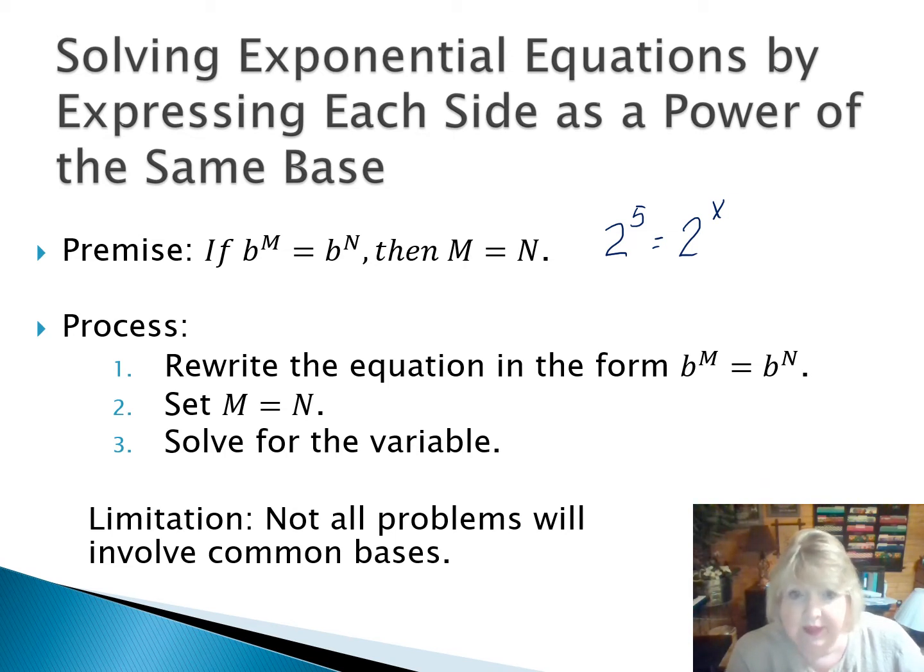Now, this is the process. I rewrite the equation in the form b to the m equals b to the n. I work at it until I can get it just that simple, and then I say m equals n, and I solve for the variable. Now, I want to stress immediately that this does have a limitation. Not all problems will involve common bases. So this involves developing a little bit of instinct as to knowing when I'm going to be able to use it.